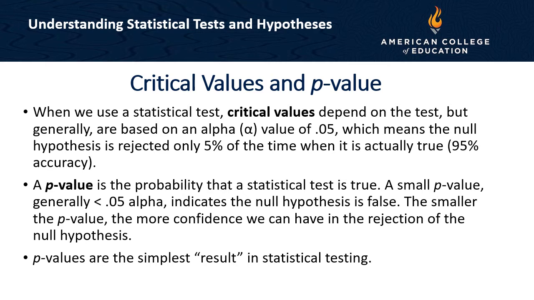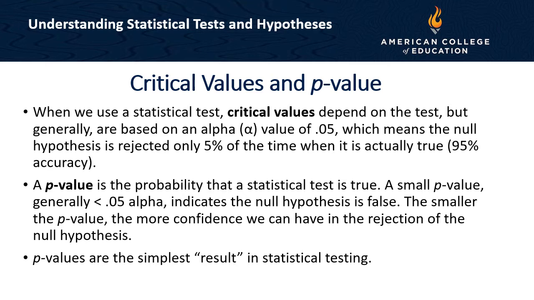The smaller the p-value, the more confidence we can have in the rejection of the null hypothesis, meaning the closer to 100% accuracy we come on our critical value means that our p-value is shrinking. P-values are the simplest result in statistical testing, and as we get into conducting these statistical tests, you'll see that the software, and in the case of OGS, we use Winx, the statistical test will compute a p-value, and that p-value represents how statistically significant the results are.